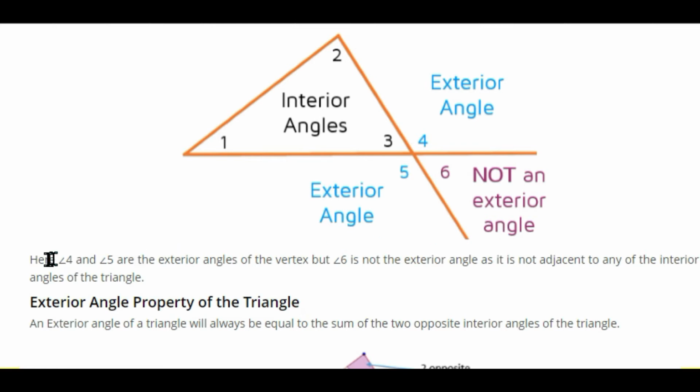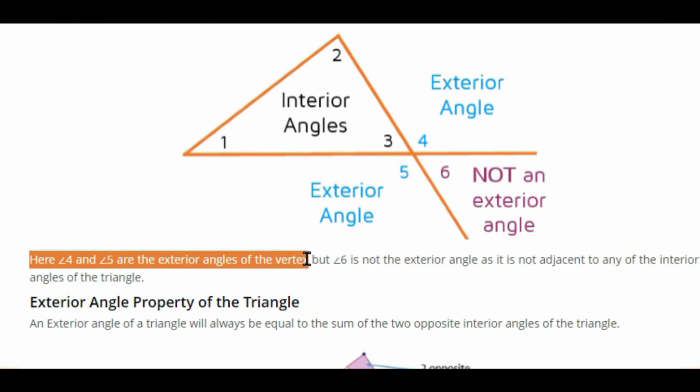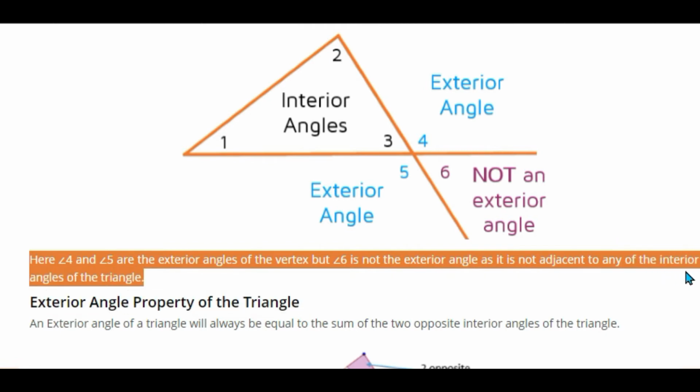Okay, let's see what is written here. Here angles 4 and 5 are exterior angles of the vertex, but angle 6 is not an exterior angle as it's not adjacent to any interior angle of the triangle. Okay, that is the reason.